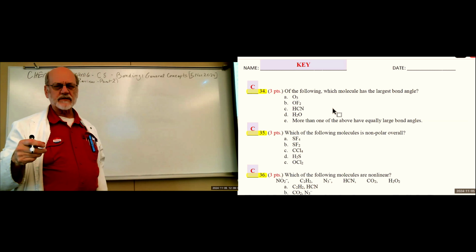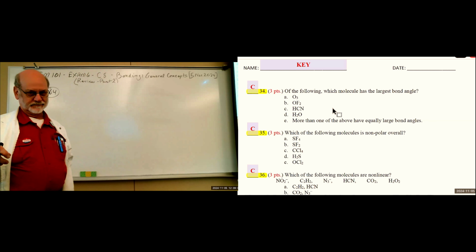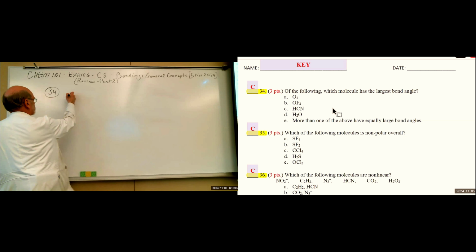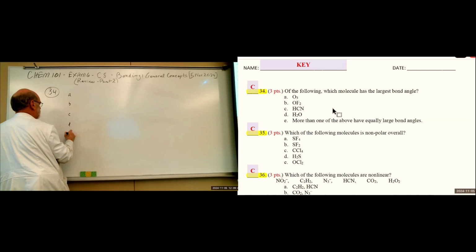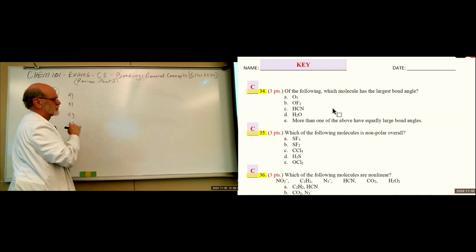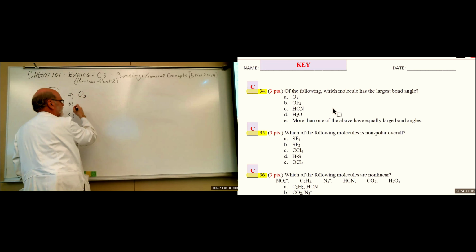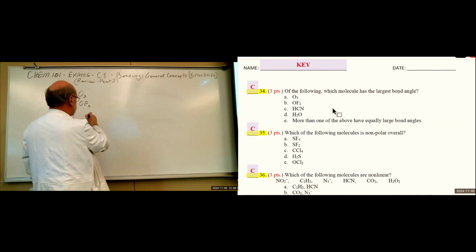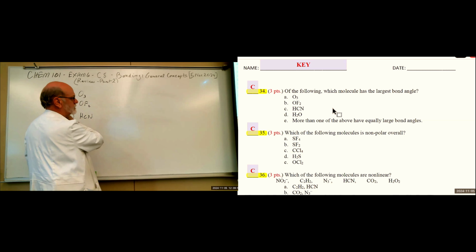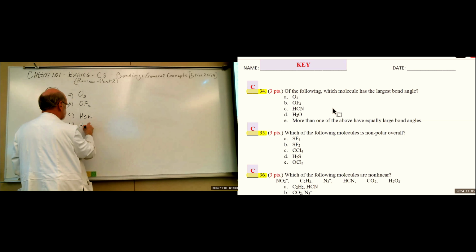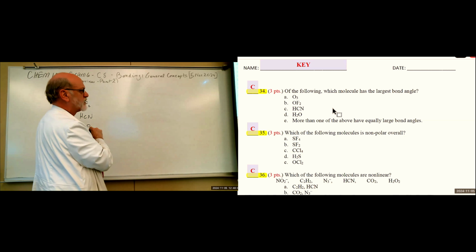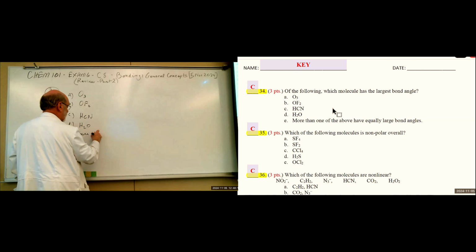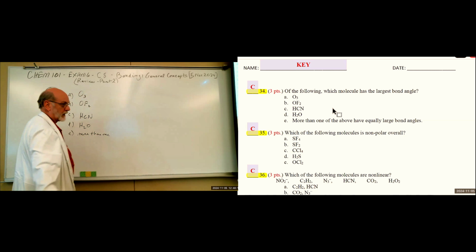Of the following, which molecule has the largest bond angle? Okay. Let's see. A, B, C, D, E. First one is ozone. I think we did that one before. OF2, HCN, and H2O. And is there more than one of the above with equally large bond angle? More than one, which means we've got to do them all.